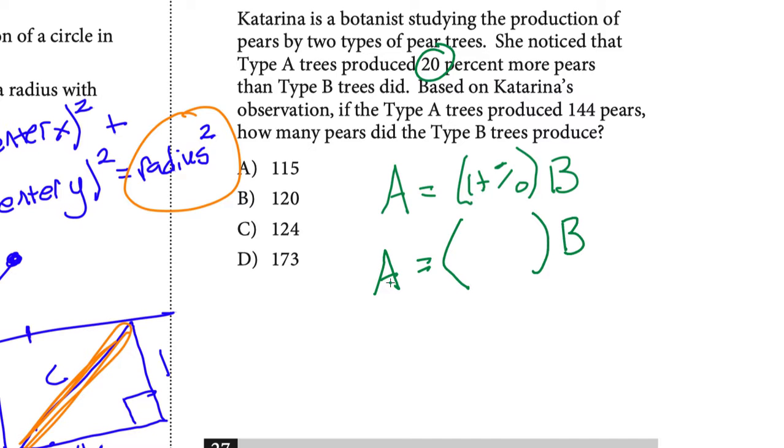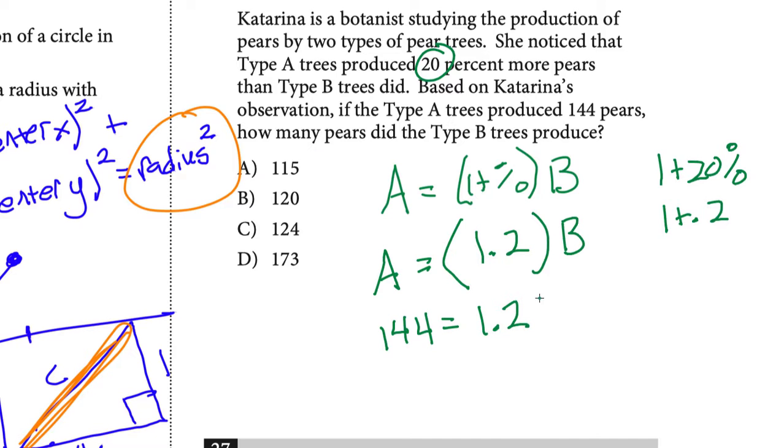What is our new equation? Quiet raise hand. I have 1 person. I need another person. Once there's 2, I'll call on one of those 2. Fernando. 1.2. There it is. I'm looking to solve, and in case anyone didn't catch that, it's 1 plus 20%, converting that to 1 plus 0.2. 1 plus 0.2 is 1.2. This is our new equation. We need to say that A is 144. It says A produced 144. So I'm substituting and I say 144 is equal to 1.2 times B.